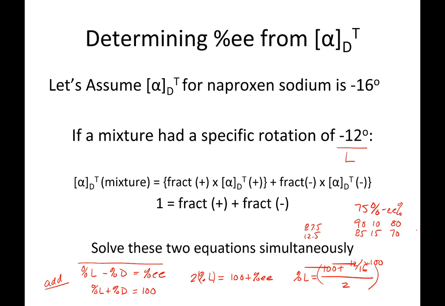And that gives you 75% enantiomeric excess. So if you don't want to deal with equations, you can repetitively hone in on that answer non-mathematically. So there's technically no way to not have just even the slightest amount of the other one?